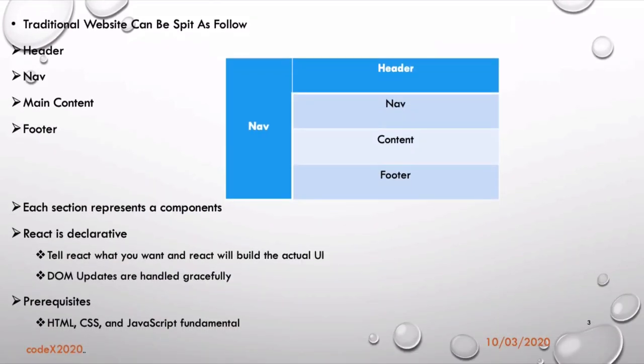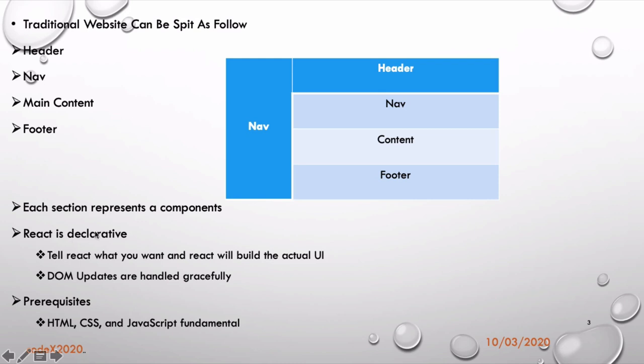Let's see here. A traditional website can be split as follows. We have header, nav, main content, and a footer. So when it comes to React, all of this can be chopped or separated according to components. That means we can have a component that deals with header only, a component that deals with nav, a component that deals with content, and a component that deals with footer. So we say each section represents a component.